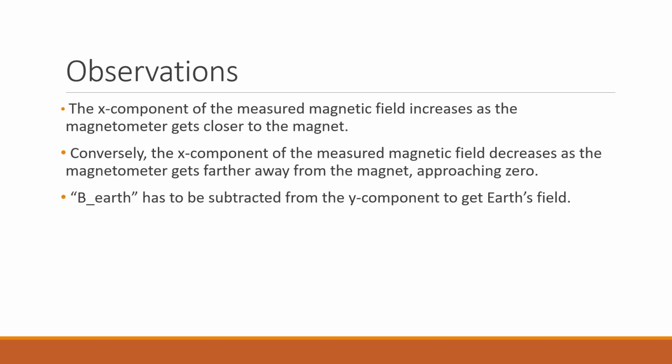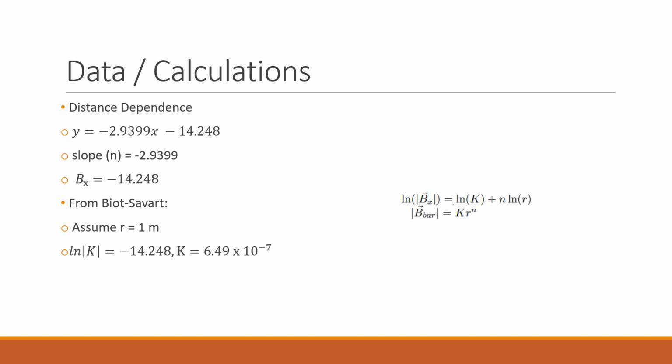Before I get into any calculations with the data collected, I want to note a few observations. First, the x component of the measured magnetic field increases as the magnetometer gets closer to the magnet. Conversely, the x component decreases as the magnetometer gets farther away from the magnet, which eventually approaches zero. And B Earth has to be subtracted from the y component to get a value for Earth's field. So now I'm going to get into the calculations with the data collected.